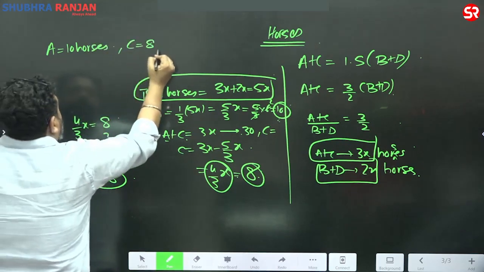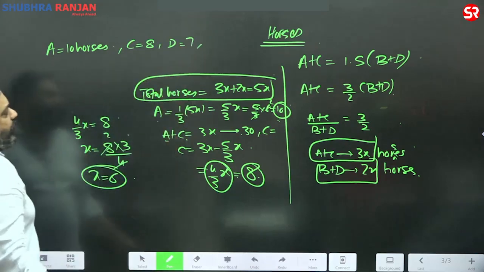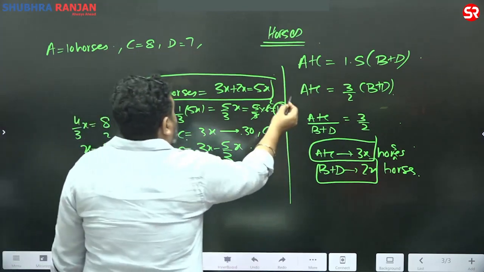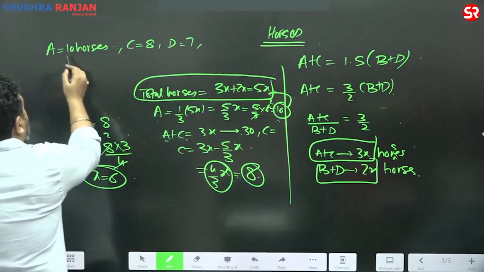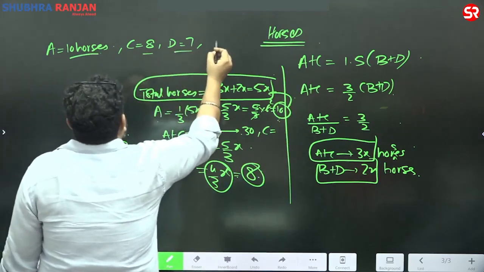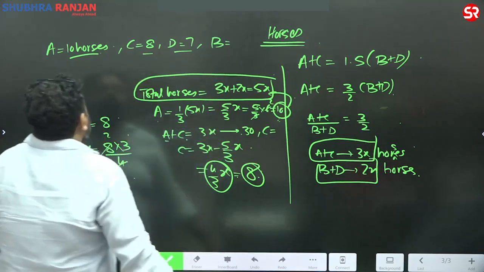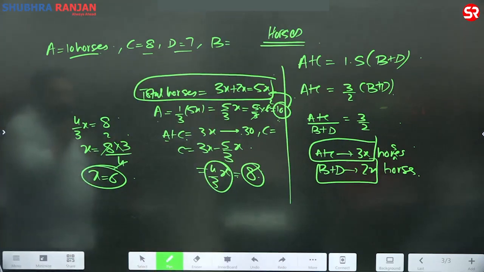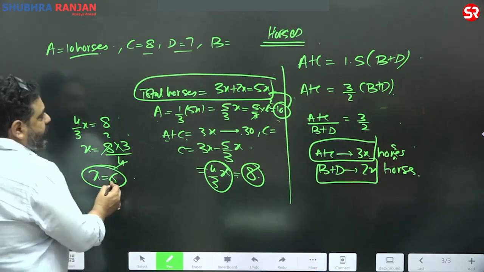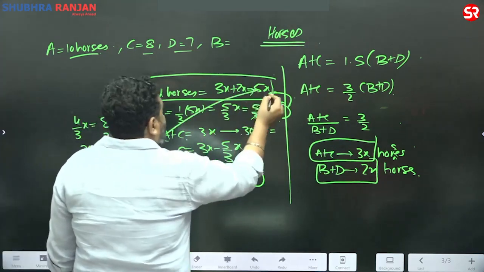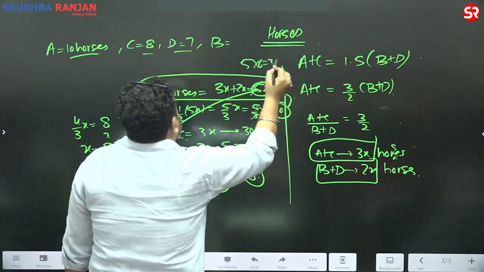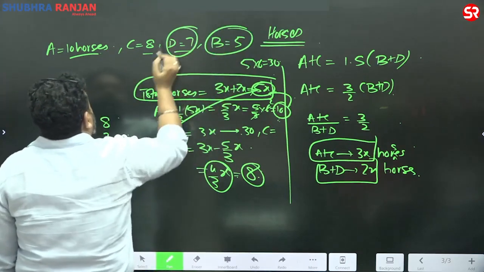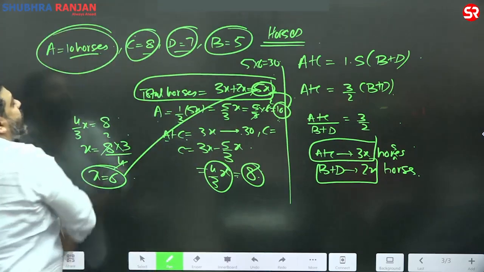C के पास 8, D के पास 7 और टोटल कितना था, टोटल हॉर्सेस कितना आया 5x ना, टोटल हॉर्सेस इज 50, सो ये माइनस कर दो, तो कितना आ गया B के पास, टोटल कितना था, x यार, x यहाँ पुट किया ना, 5 into 6 is 30, तो ये कितना गया 5 हॉर्सेस, B के पास है 5 हॉर्सेस, D के पास है 7, C के पास है 8 और A के पास है 10 हॉर्सेस.